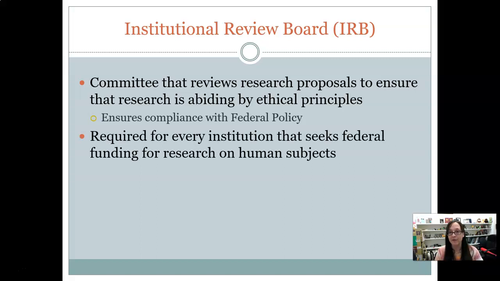And so this is required for every institution, and this is specifically talking about the United States, but this is true in most first world countries that conduct research. It's required for every institution that seeks federal funding for research on human subjects. So if there is any kind of federal funding at all, and then research is done using human subjects, which would include all universities and colleges.